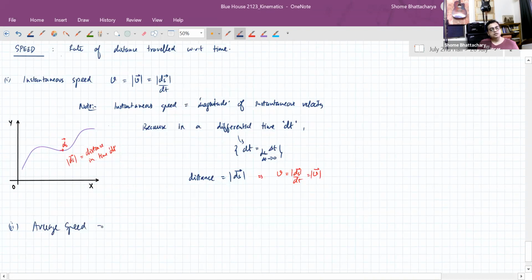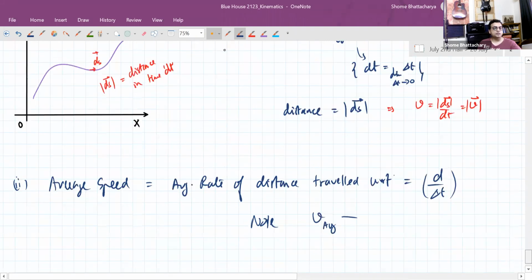Average speed is equal to the average rate of change of distance traveled with respect to time. So that is equal to the total distance divided by the time interval. Now, the important thing is that the average speed is not generally equal to, it is greater than or equal to the magnitude of average velocity.